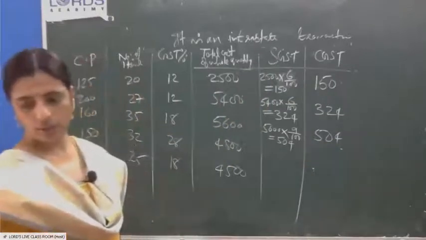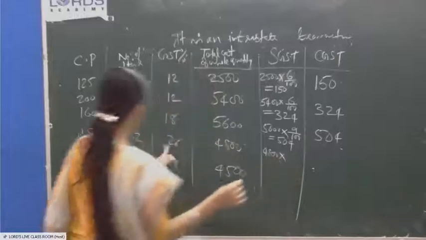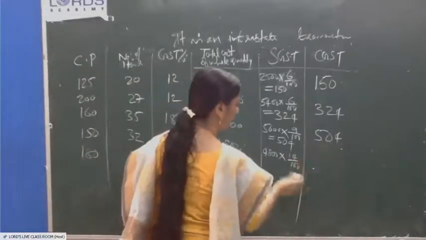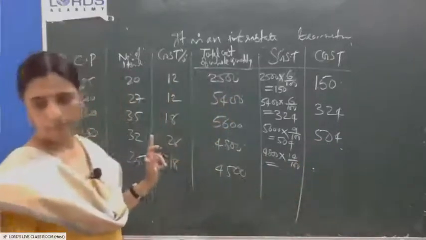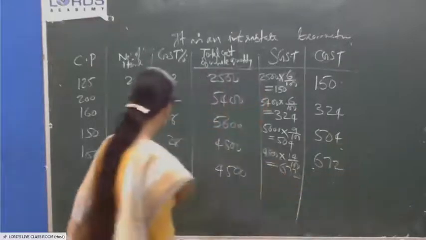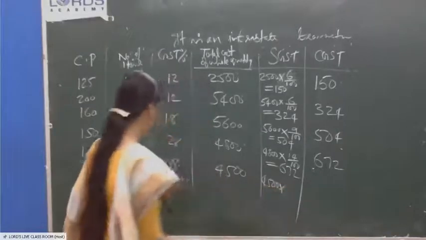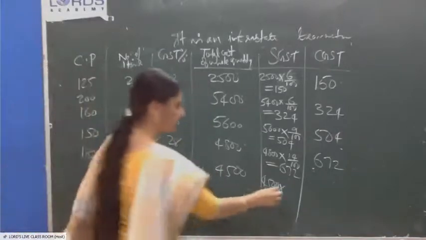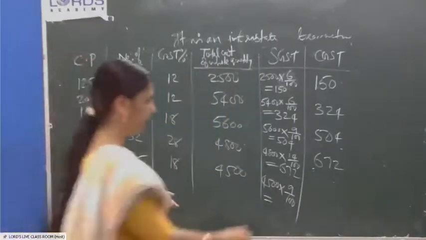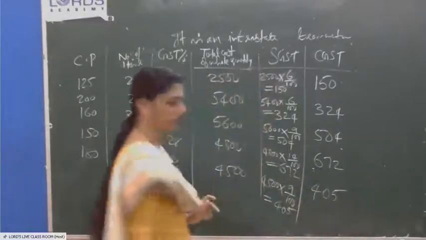Next, 4800 into 28%, it's half, 14 by 100 here, so 14 there also, 672. So here also 672. Next, 4500 into 18%, so 9% to here. Answer 405. So here also 405. Clear?